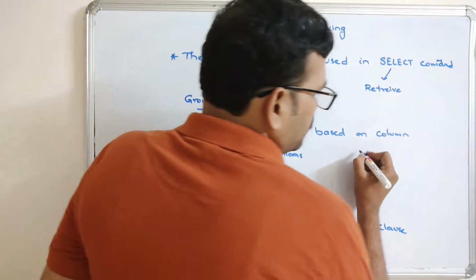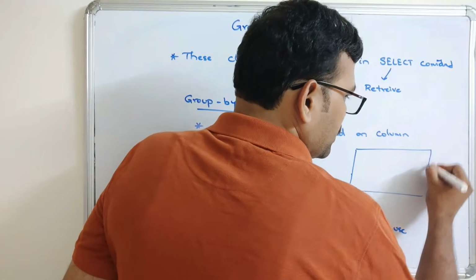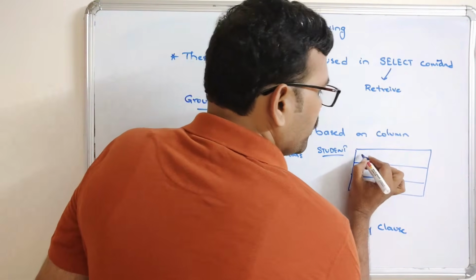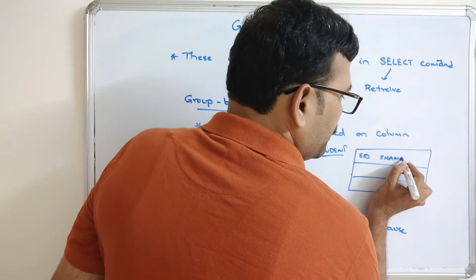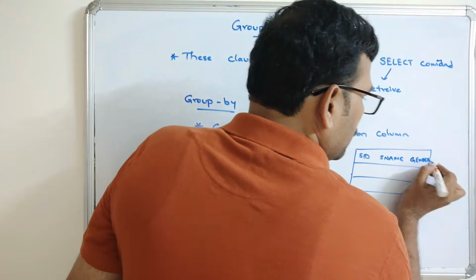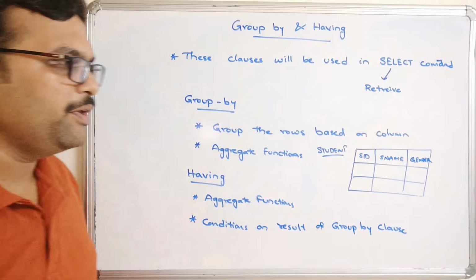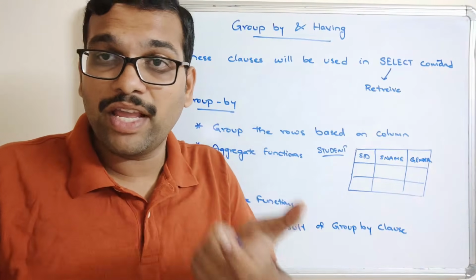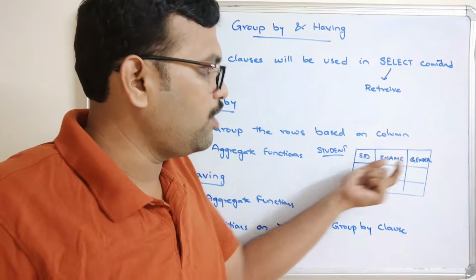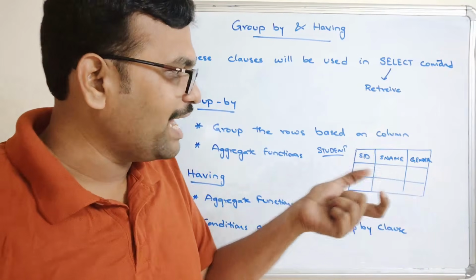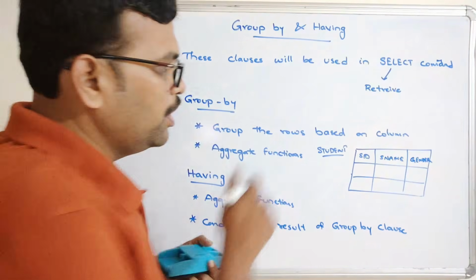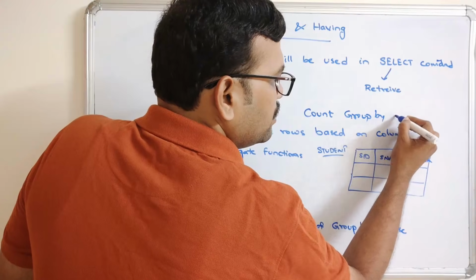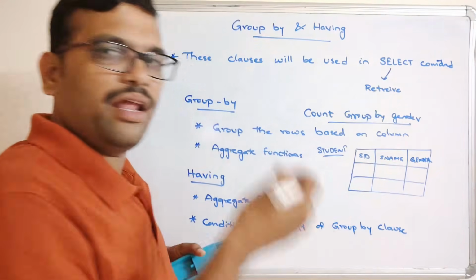For example, in the previous sessions we have taken a student database. In the student database we have the student ID, student name, and, for example, the gender. So we can get the details of rows grouped by gender, that means male and female. We can count how many students are male and how many are female. That can be done with the help of group by. We'll use the count method, which is an aggregate function, group by gender, and automatically we'll get the count of male and female.